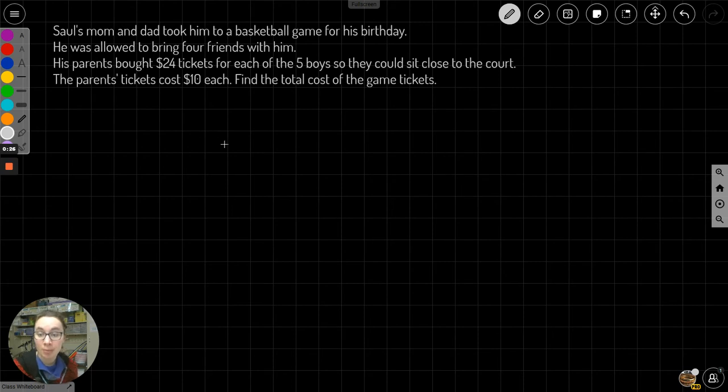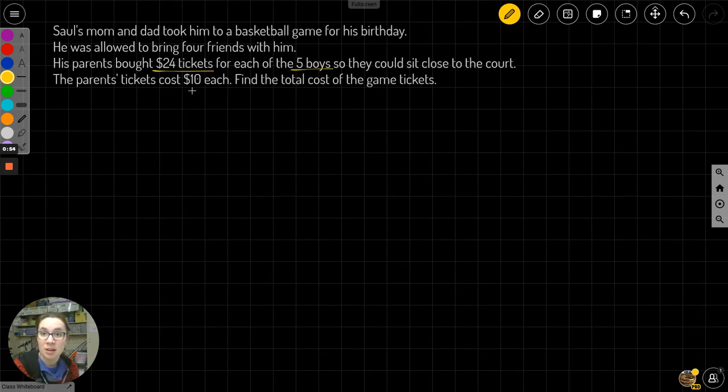So let's read the problem and find the important information. As we read through this problem, Saul's mom and dad took him to a basketball game for his birthday. It's cool, but it's not important for the math problem. He was allowed to bring 4 friends with him. He brought 4 friends, so that's going to be a total of 5, which we also see in the next line. His parents bought $24 tickets for each of the 5 boys. So $24 tickets for the 5 boys.